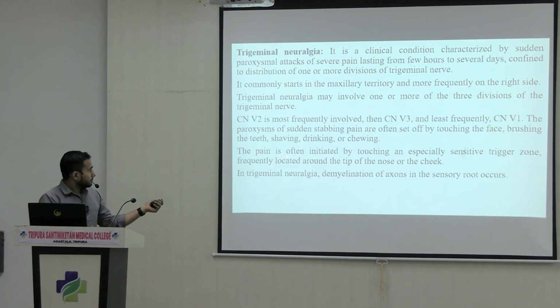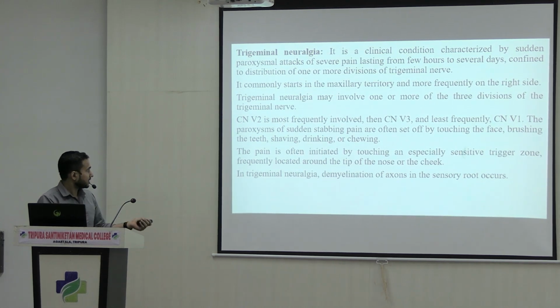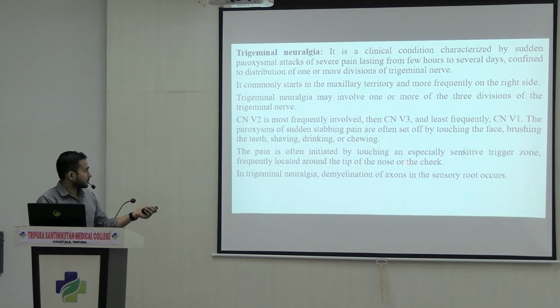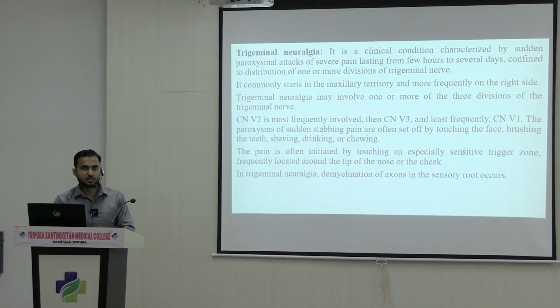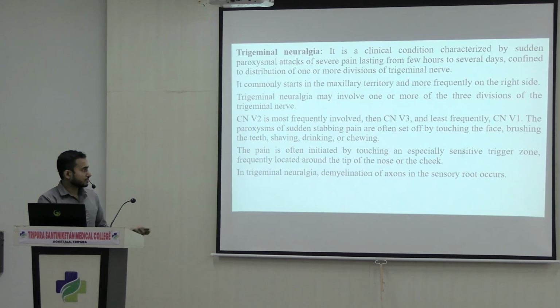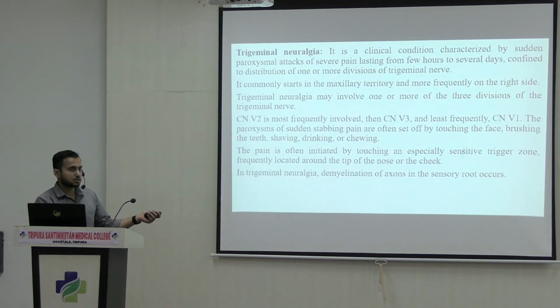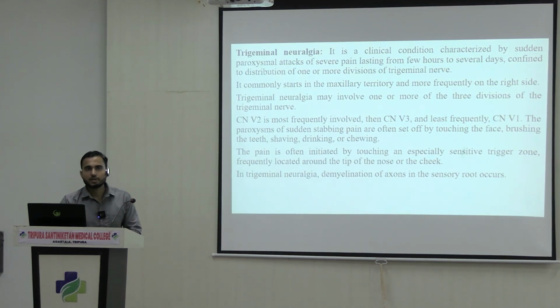Okay, so the pain is often initiated by touching a spatially sensitive trigger zone, as I said, and that may be due to brushing, shaving, drinking, frequently located around the tip of the nose or the cheek. These are the areas which are mostly affected. Now in trigeminal neuralgia, in the nerve fibers, demyelination of the axons of the sensory root occurs. That's why the pain is more.